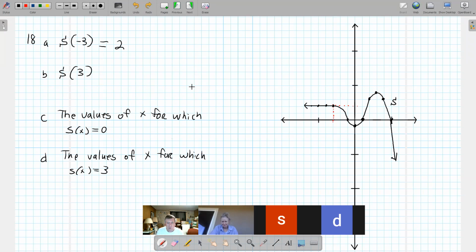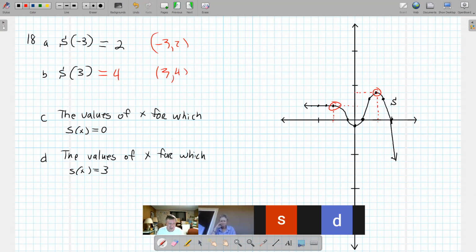I was fine. Okay, when x is 3, what's y? Four. Okay, so there's a point on the graph whose coordinates are -3, 2. That's right there. There's a point on the graph whose coordinates are 3, 4. That's right there.